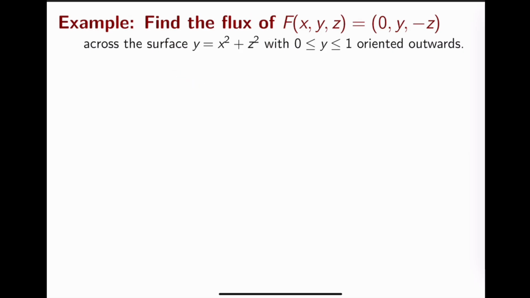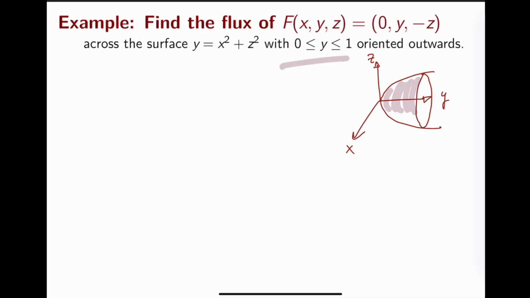This is a paraboloid, a paraboloid in this direction. So this is the surface of the paraboloid, and we have y varying between 0 and 1. So if we have here the value 1, this is the piece of paraboloid. So the surface is just this piece of the paraboloid oriented outwards. Okay, so let's start calculating everything that we need in order to calculate the flux.